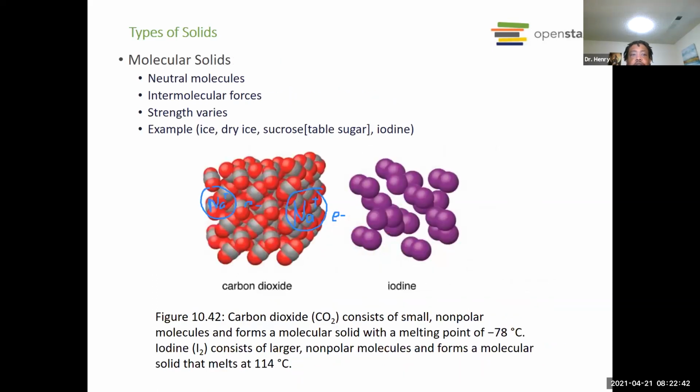So the other type is molecular solids. Molecular solids are going to be neutral molecules. They're going to be held together primarily by intermolecular forces. Their strength is also going to vary depending on the type of intermolecular forces that they have. So examples of this are ice, water, sucrose, iodine. You guys can kind of see that here.